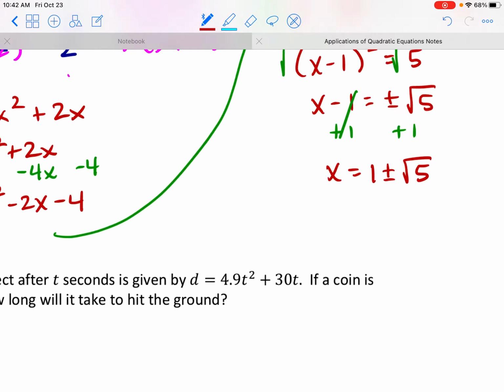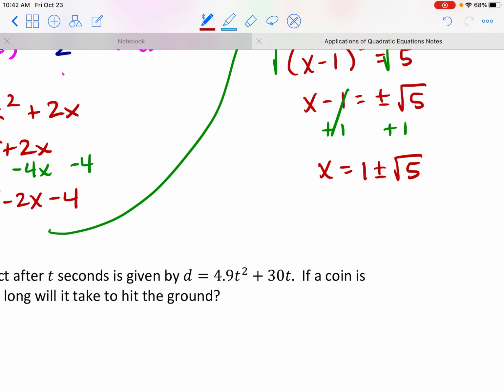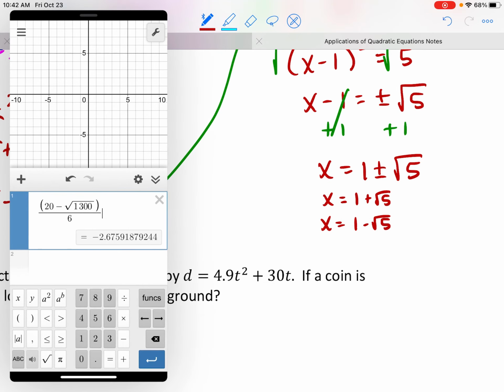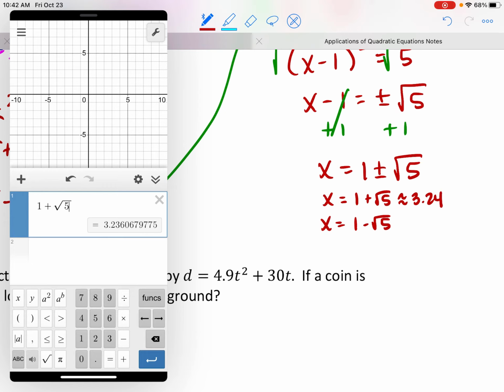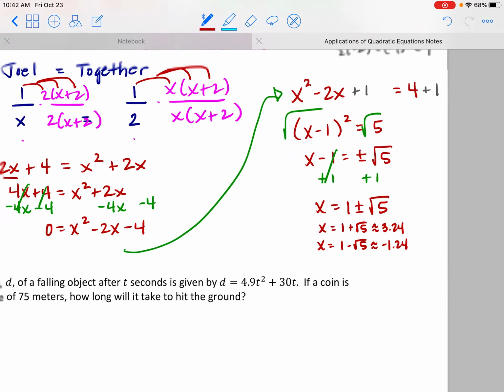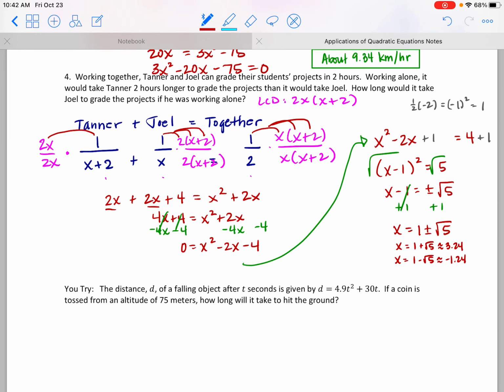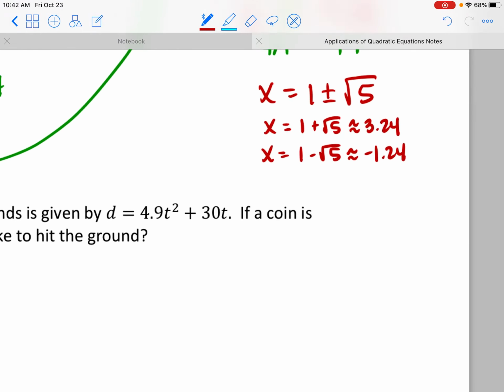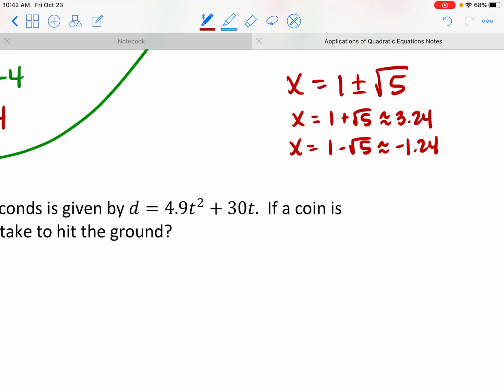Now, with no context, we would just box that in, but remember this is contextual here. We want to make sure we have an answer that makes sense to our problem. So this is saying that 1 plus radical 5 is an answer, and it's also saying that 1 minus radical 5 is an answer. So let's approximate these. 1 plus radical 5 is about 3.24, and then the minus is going to be about negative 1.24. And obviously, we can't have a negative amount of hours for Joel grading papers, which means he's going to take about 3.24 hours.